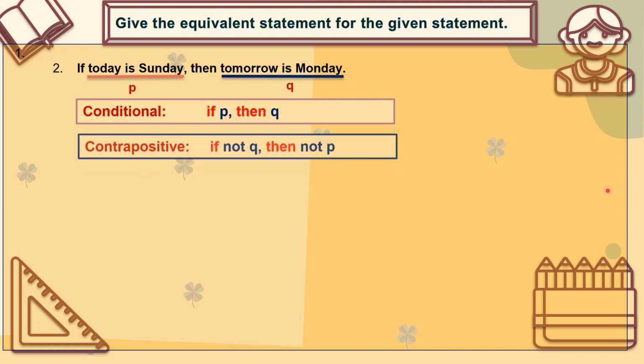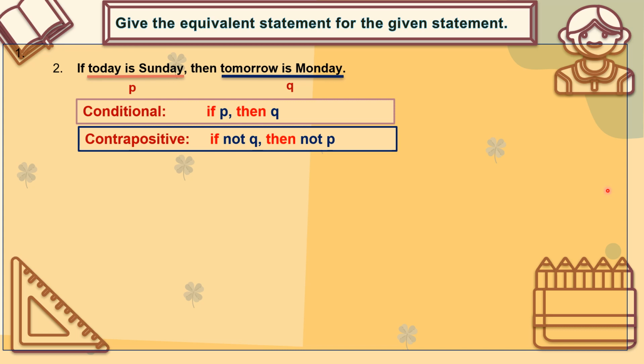So, yung conditional statement ay ka-equivalent niya si contrapositive. So, pag contrapositive, if not Q, then not P. Or nakanegate si conclusion at saka nakanegate din si hypothesis. So, ito po yung statement natin. If tomorrow is not Monday, then today is not Sunday. So, pinagbaliktad lang to, pinagpalit ng pwesto. So, naging if tomorrow is not, kasi nakanegate na, Monday, then today is not Sunday.